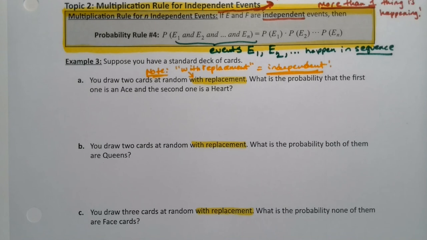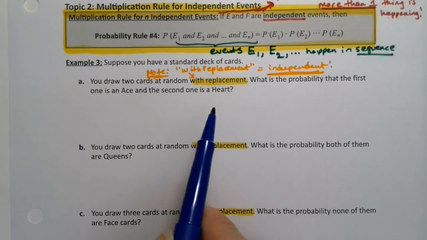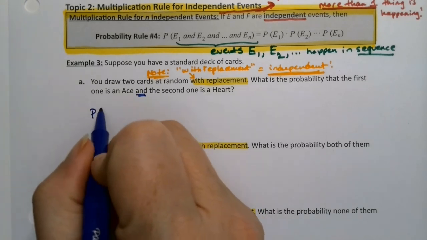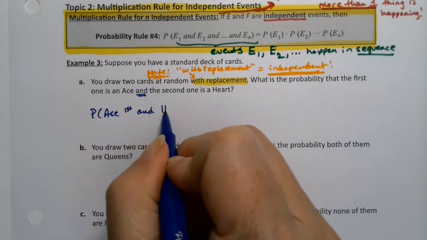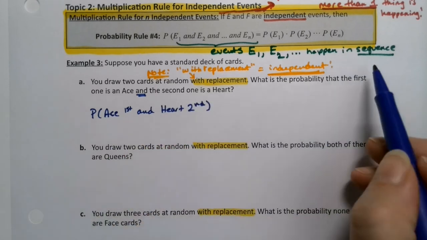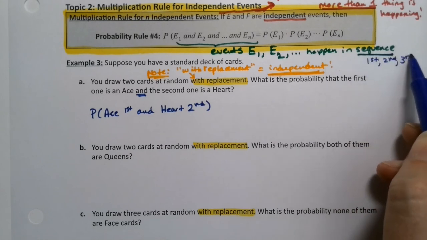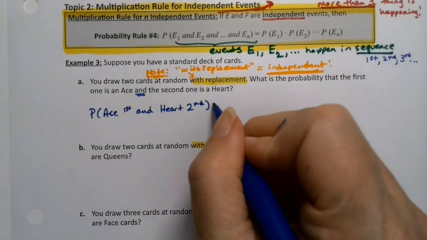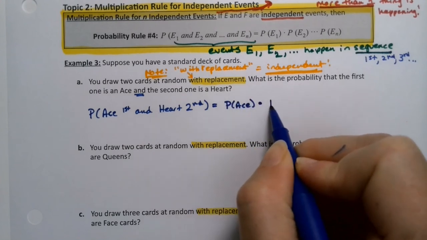All right, so we want to draw 2 cards at random with replacement. What is the probability that the first one is an ace and the second one is a heart? So see the "and" in there? Okay, so I want the probability of an ace first and a heart second. They're in sequence. See what I mean? In sequence, first, second, third, etc. Something's going to happen first, then something's going to happen, then something else will happen. So according to the multiplication rule, I just say the probability of an ace times the probability of a heart.